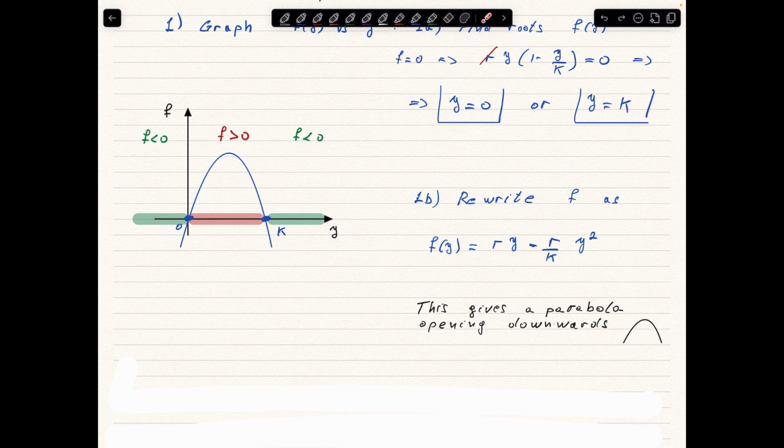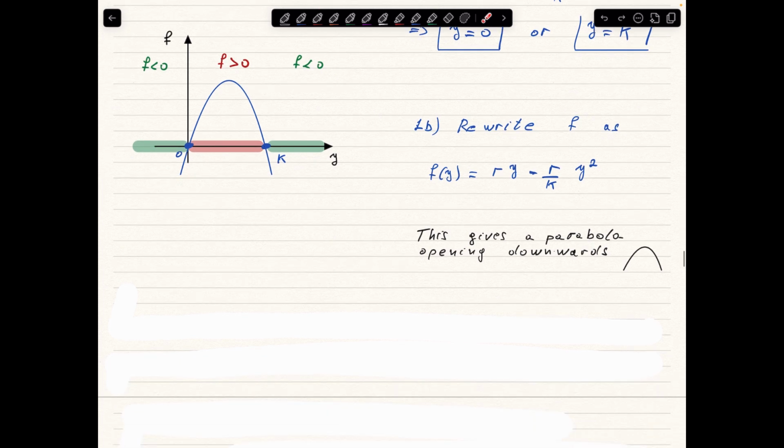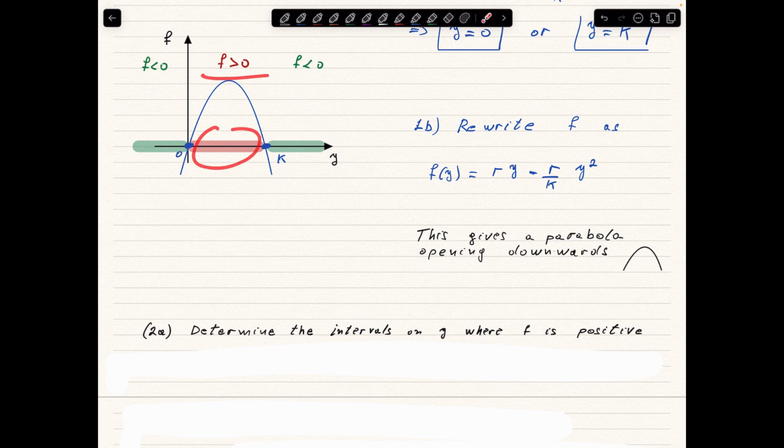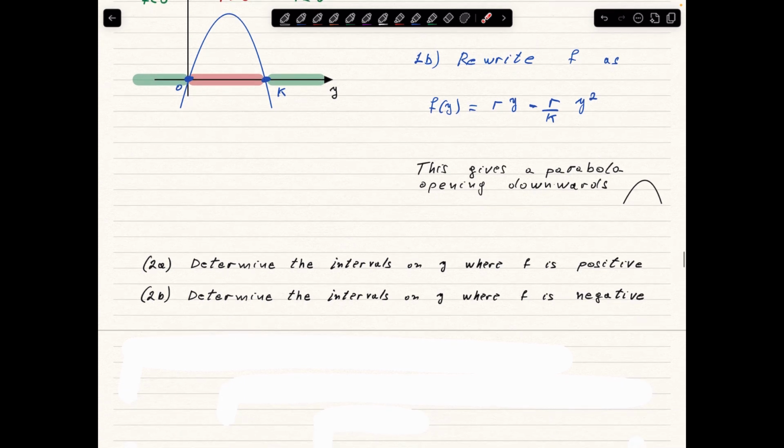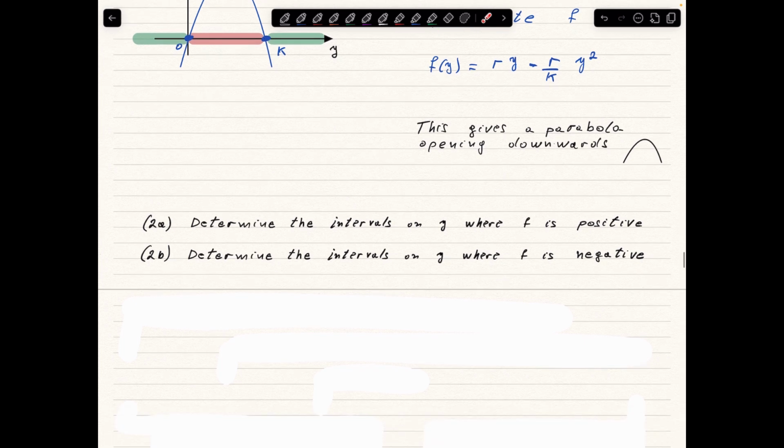Okay, so this is an important part. Determine the intervals in y where f is positive, well, here, and determine the intervals in y where f is negative. Did it. Perfect. So now what do we do with that information? Now comes the important part of the analysis. So this is part 3.